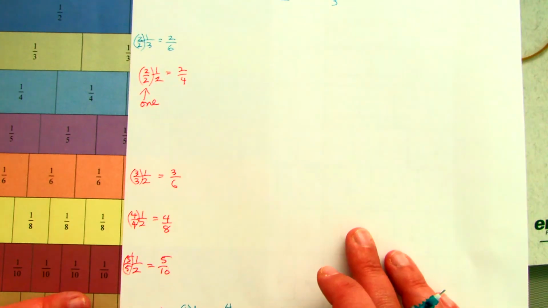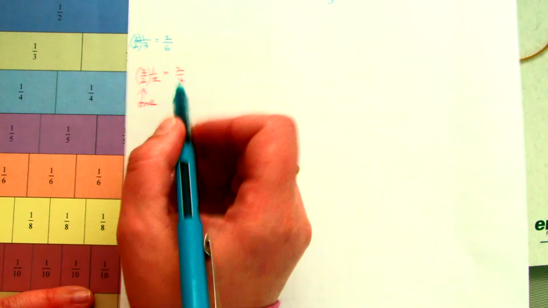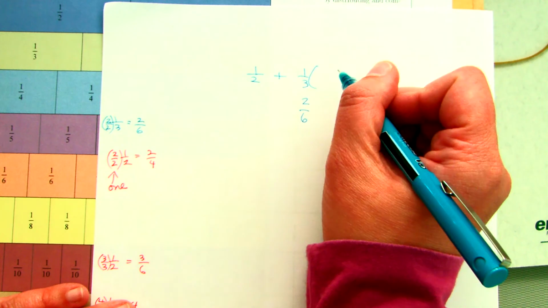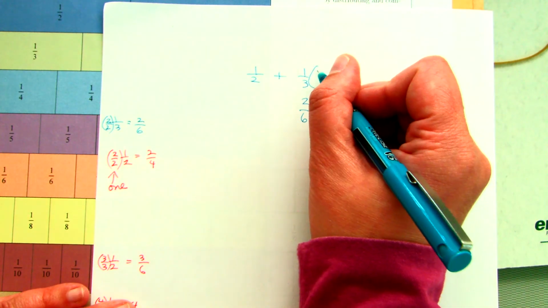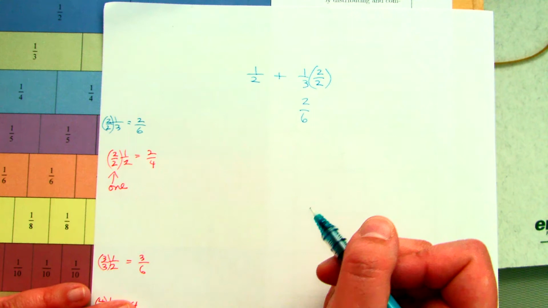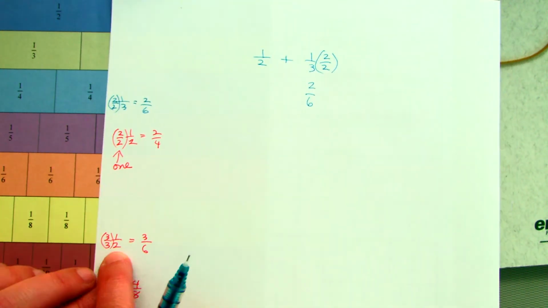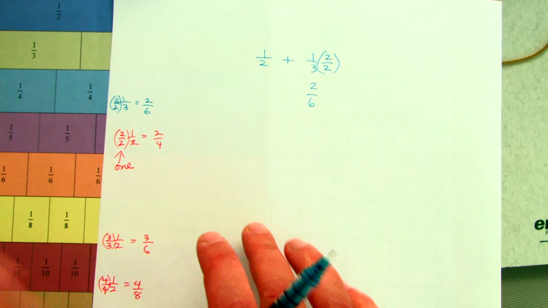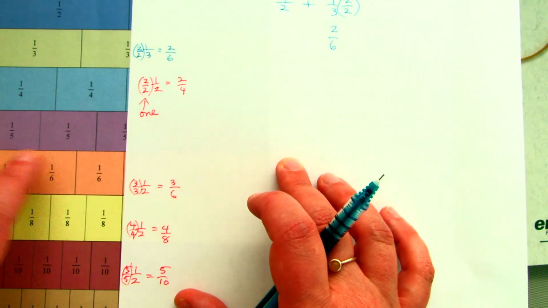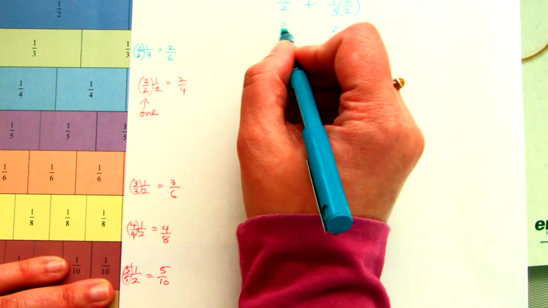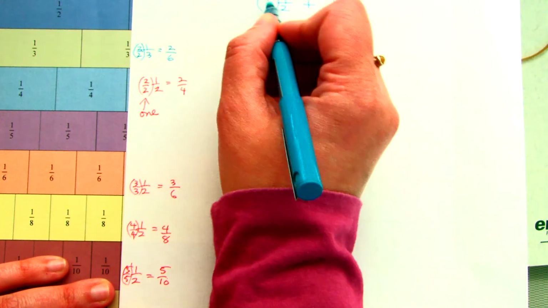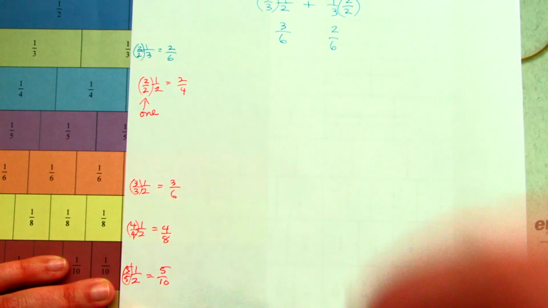So we already proved that 1/3 is equal to 2/6, right? We multiplied that by 2 over 2. We already proved that 1/2 is equal to 3/6, right? When we line it up, I see I have 1, 2, 3, 6. So this is 3/6, and we multiplied this by 3 over 3. And 3 times 2 is 6.